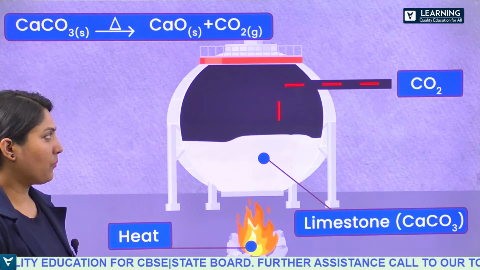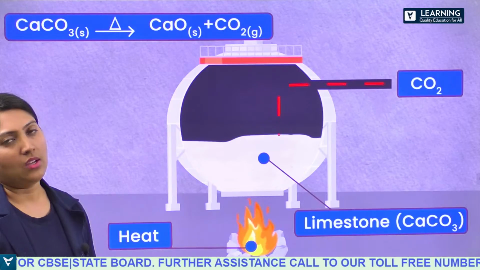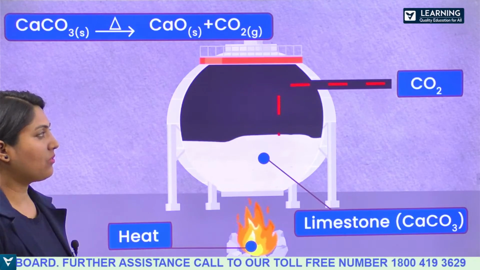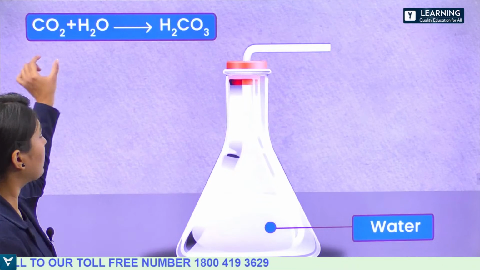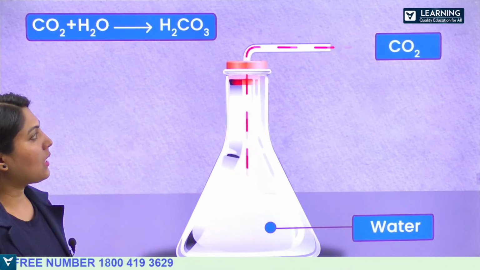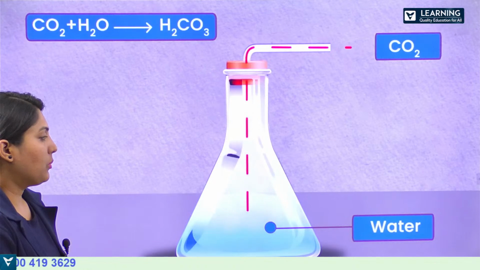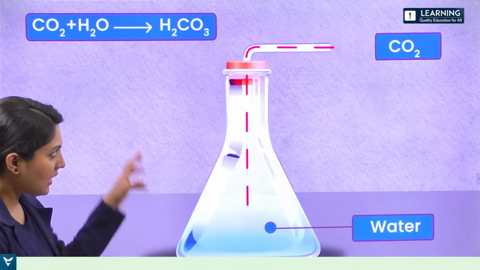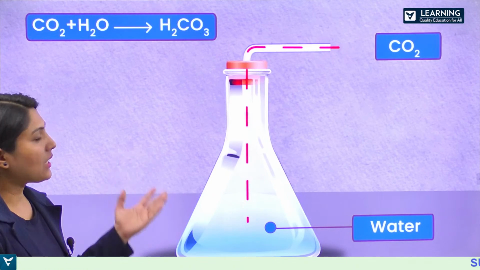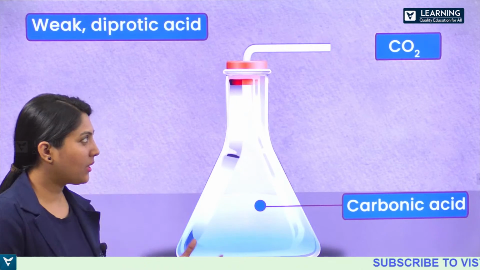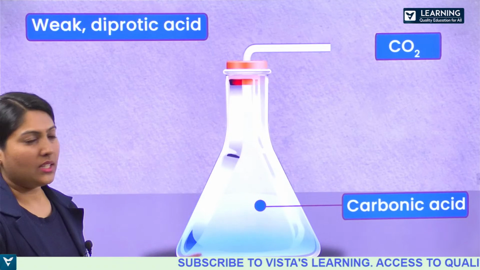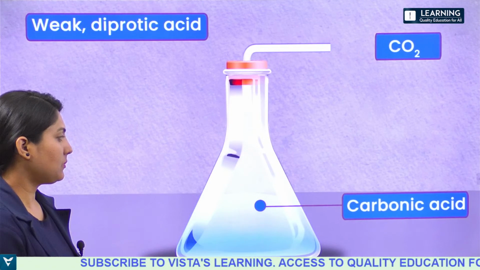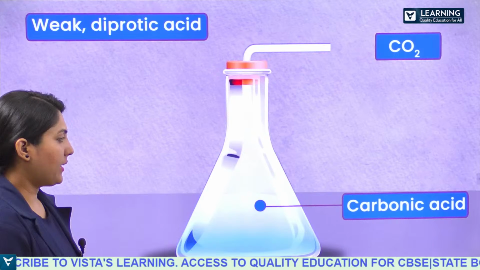carbon dioxide. How do we test carbon dioxide, students? With the lime water test, right? Lime water turns milky when carbon dioxide is added to it. So carbon dioxide and water give carbonic acid. When you add carbon dioxide to water, we get carbonic acid, which says that carbon dioxide is acidic in nature because it forms carbonic acid. That is the property of carbon dioxide.